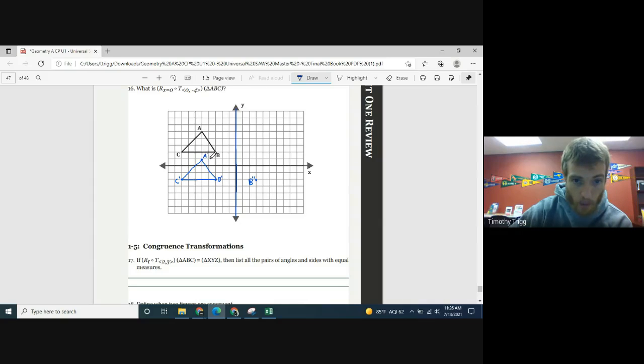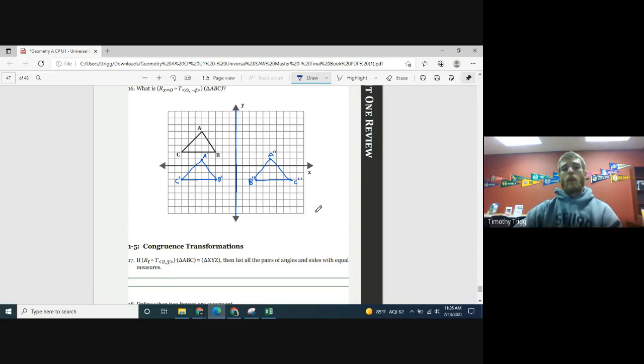For A, 1, 2, 3, 4, 5. A prime prime. For C prime, 1, 2, 3, 4, 5, 6, 7, 8 away. So I'll go 8 away in the opposite direction. C prime prime. Go ahead and connect these points to create the image.